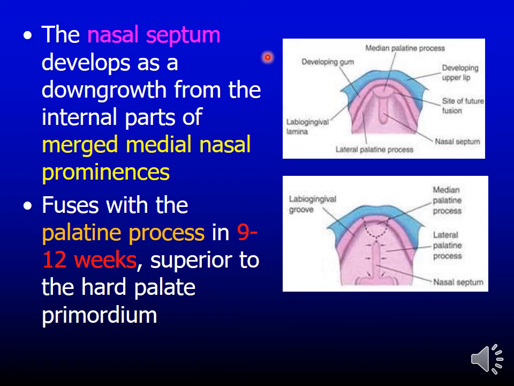The nasal septum develops as a downgrowth from the internal parts of the merged medial nasal prominences. It fuses with the palatine process superior to the hard palate primordium. This is the nasal septum. As you can see in this picture, here is again the nasal septum. It appears as a downgrowth from the internal medial nasal prominences.